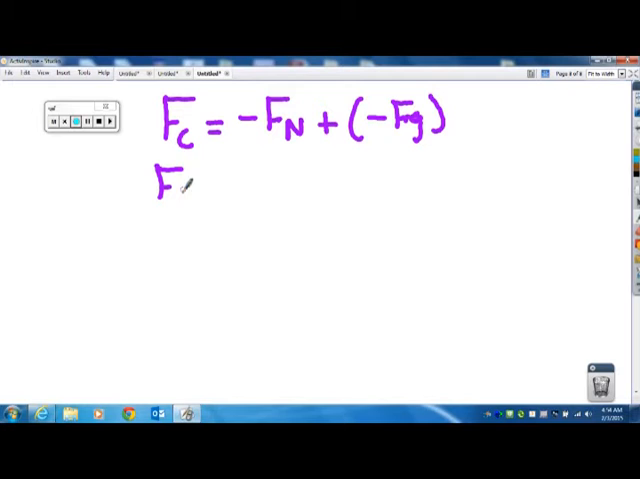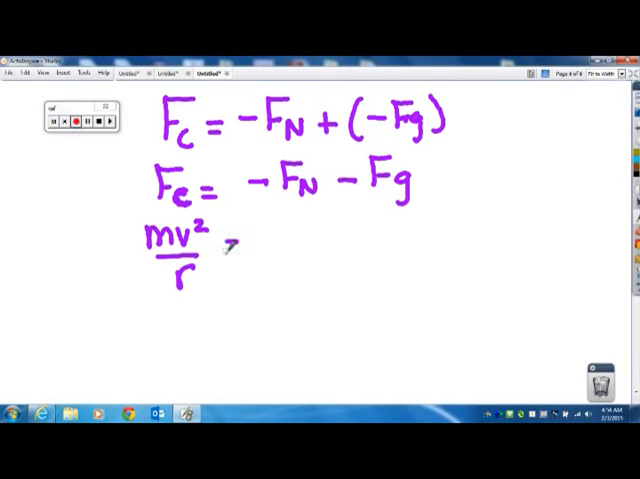And you're going to say negative Fn minus Fg. And right here, you can plug in your values. You can say mv squared over r equals negative Fn minus mg. So if they say solve for Fn, then simply just take Fn and put it by itself. The simplest way would be to take Fn to the left side and take mv squared to the right side. You can do it that way. There are a lot of different ways, but just saying, if they say find the normal force, that's how you find the normal force.